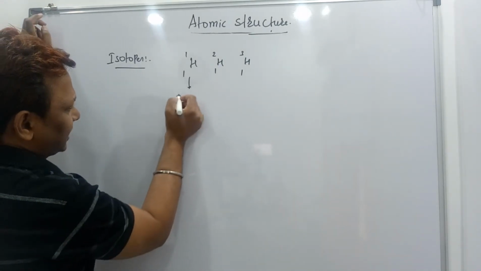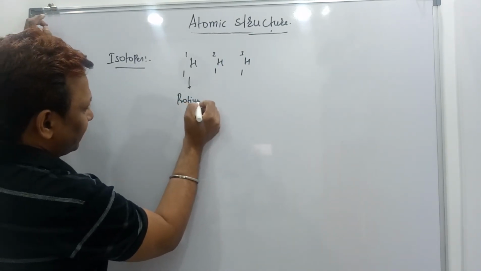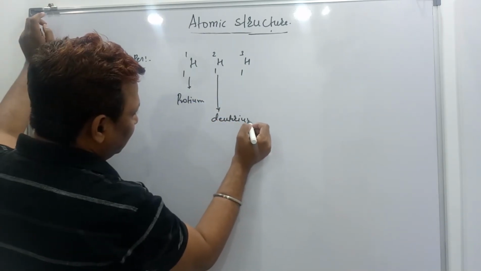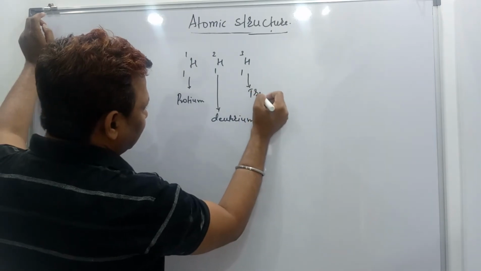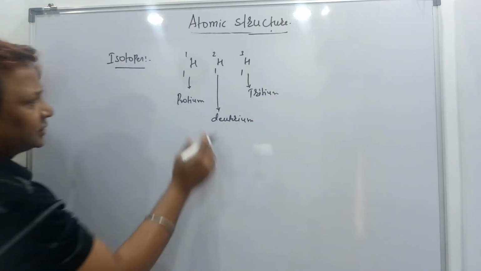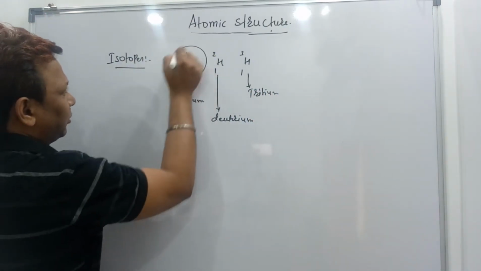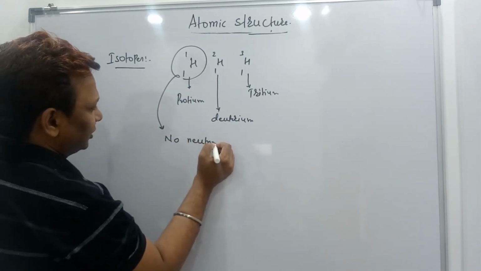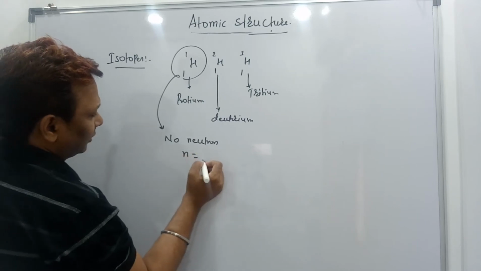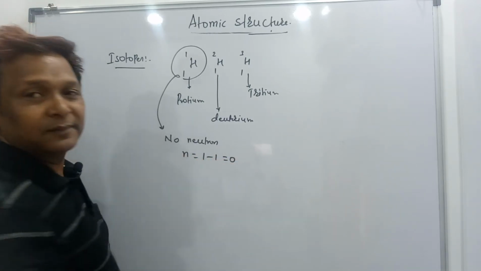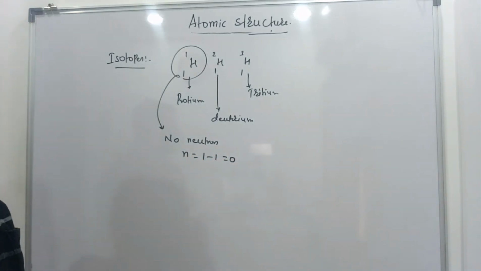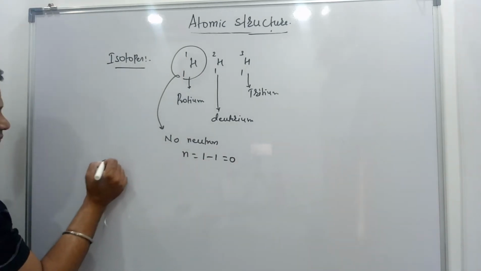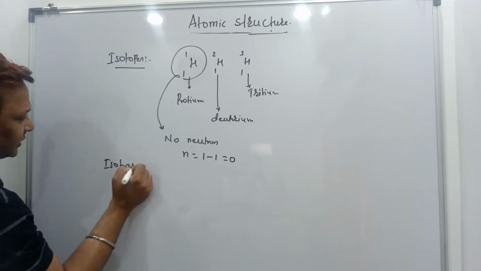This one is called protium. This one is called deuterium. And this one is called tritium. Among these, protium is the only isotope of hydrogen which does not contain any neutron. You can see the number of neutrons equals A minus Z, so protium is the only isotope of hydrogen which does not contain any neutron. That is isotopes.